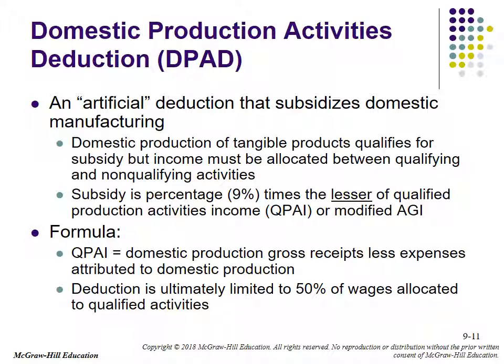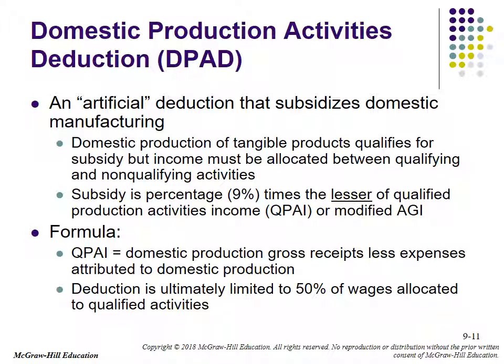So what this is saying is, if you are in a company where part of your revenue is from manufacturing and part of it is not from manufacturing, only the part in manufacturing would qualify. So you're actually making a product. The subsidy, so the amount of the deduction, is 9% times the lesser of your QPAI, which is your qualified production activities income, or your modified adjusted gross income as the sole owner of the company.